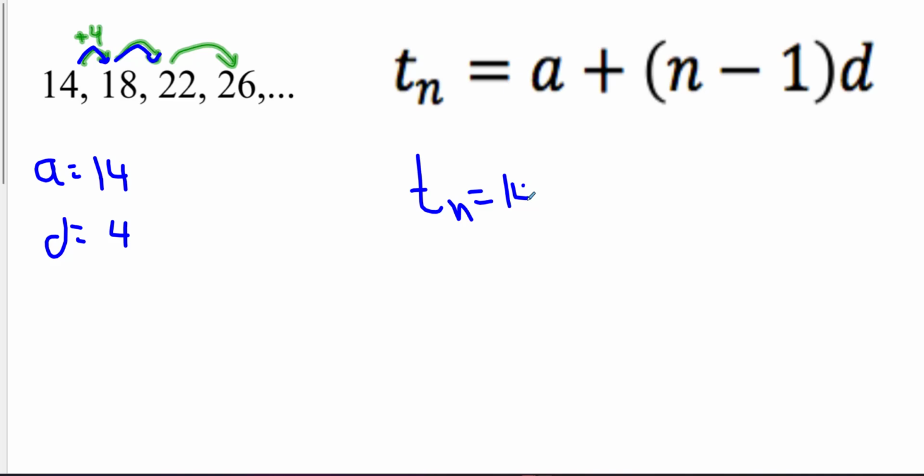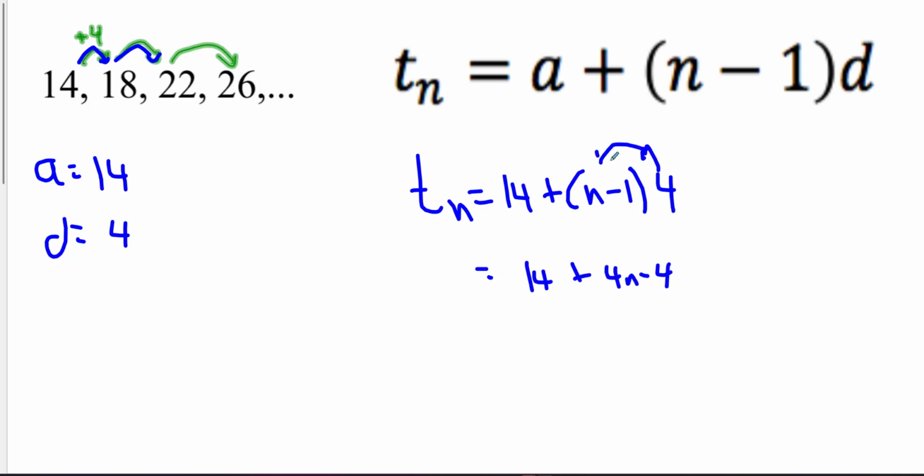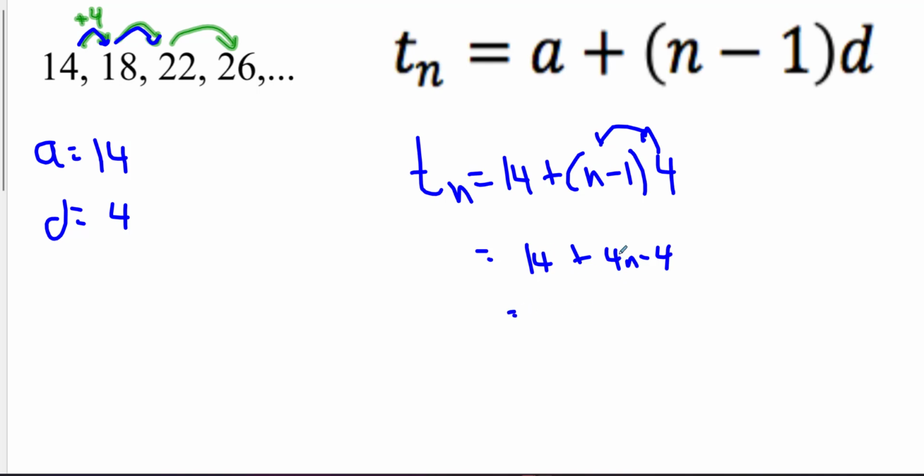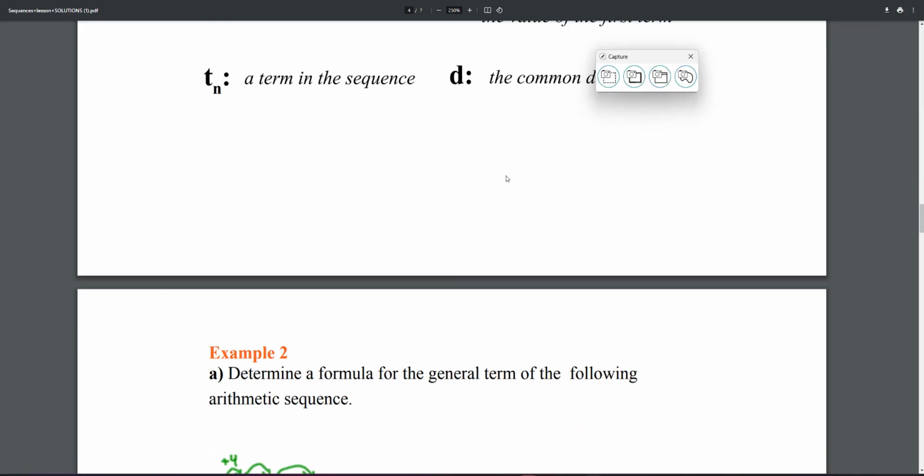The equation is as follows. That. And you can simplify the equation if you want to and do 14 plus 4n minus 4. And what do I mean by simplify? I mean multiply the bracket and combine the terms. So I know 14 minus 4 is 10, so 10 plus 4n is the pattern. Both are accepted depending on what the question is asking, so yeah. And that's it.